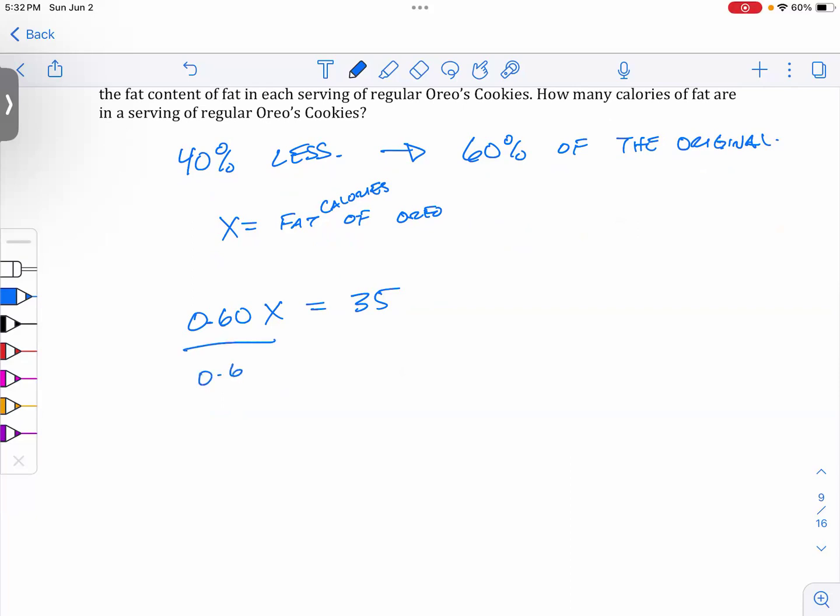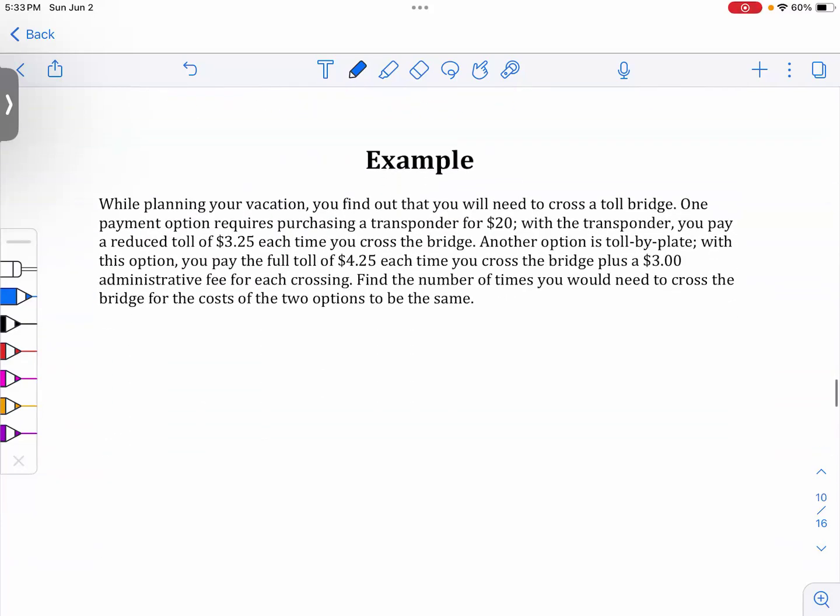Then I divide by 0.6, divide by 0.6. X equals 58.83 calories in an original serving of Oreo cookies. And so that's the big thing. All right, setting up the equation, the thought process. The algebra that we're going to do is not going to be very complicated, but setting up these problems, that's what's going to take time, and that's what I want us to focus our time on as well.